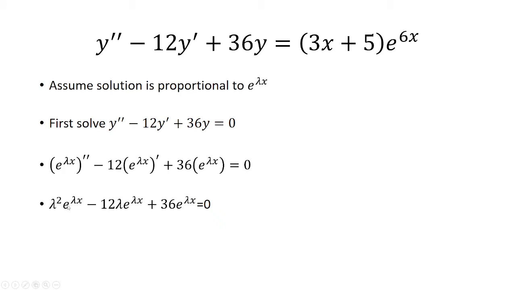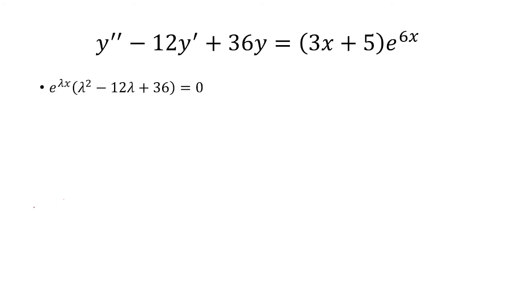The second derivative is lambda squared times e to the lambda x. The first derivative is lambda times e to the lambda x. And now we can factor out an e to the lambda x and get lambda squared minus 12 lambda plus 36 equals 0. We know e to the lambda x is never going to equal 0, so we divide both sides by that and are left with lambda squared minus 12 lambda plus 36 equals 0.